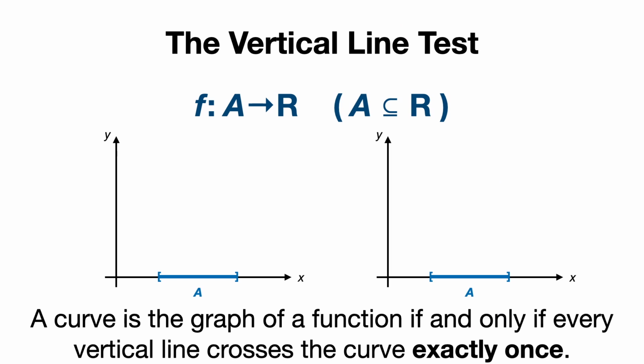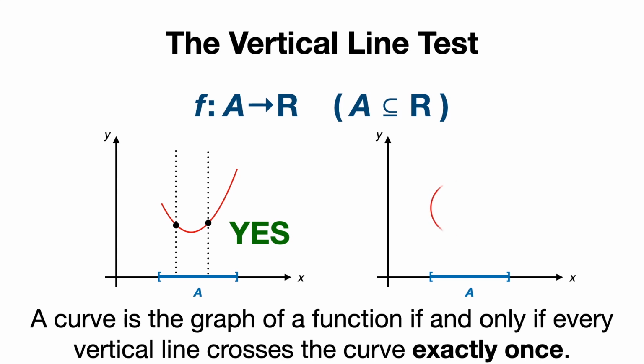If you're in a situation where your domain and codomain are the real numbers, or some subset of the real numbers, then you might want to take advantage of what we call the vertical line test. The vertical line test says that a curve in the plane is the graph of a function if and only if every vertical line crosses the curve exactly once. Here's an example of a curve in the plane, and we're imagining that the proposed domain of this function is the set A. As you can see, if we draw any vertical line from the domain upward, it will cross the curve exactly one time. So this is the graph of a function.